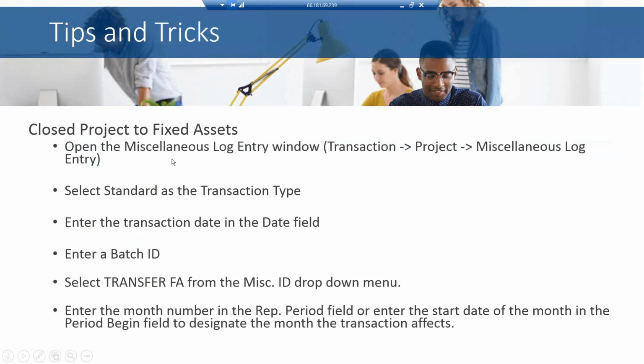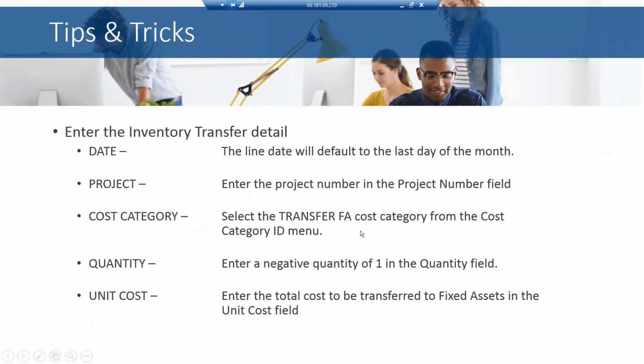So ultimately, and this is a little detailed for those of you who aren't using project, but the idea is that you can go through, you can create what's called a miscellaneous log entry. You can select standard as the transaction type, and you guys can read through this. But basically, you can create an asset using these steps.